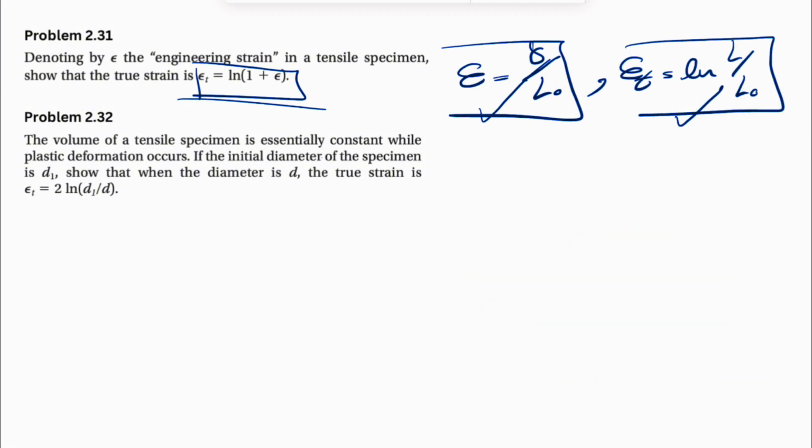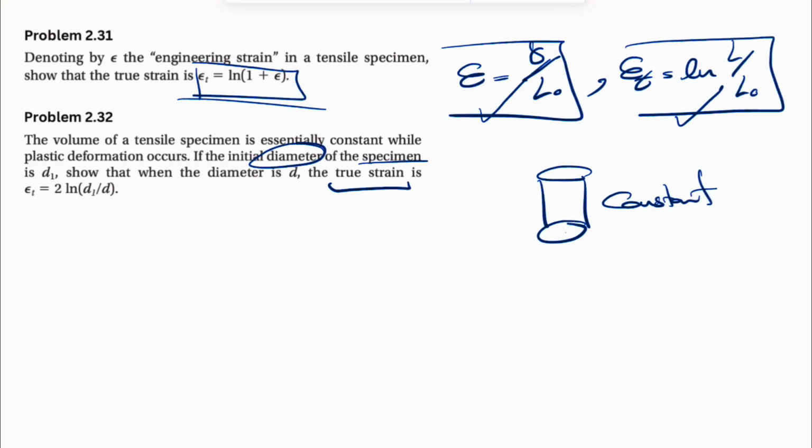In this one, we know the volume of a tensile specimen is essentially constant while plastic deformation occurs, and we know the initial diameter of the specimen is d1. We need to show that when the diameter is d, the true strain again is 2 ln of d1 over d. One thing we have to consider here is that we're going to have a cylindrical specimen where we have the diameter, and this is constant.